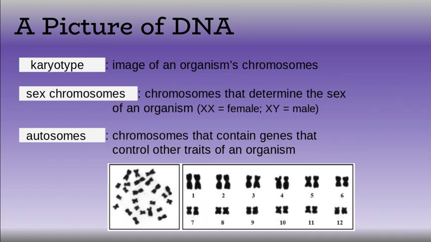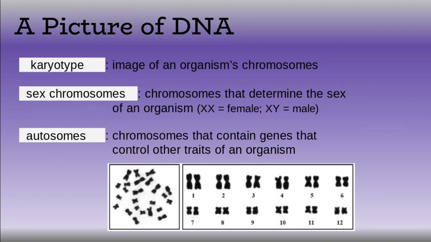The sex chromosomes, these are the chromosomes that will determine whether or not the living thing is a female or a male. And for many living organisms, this will mean that the female will have two X chromosomes and the male will have an X and a Y chromosome. And we'll get some practice with this in our activity today.